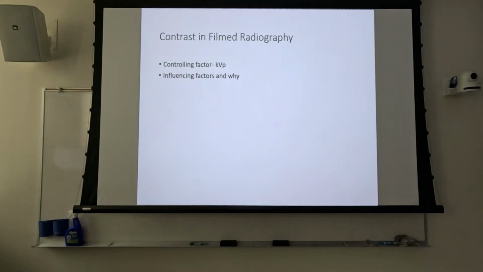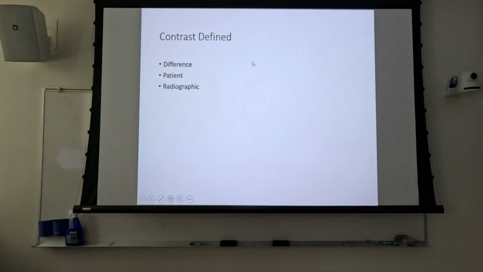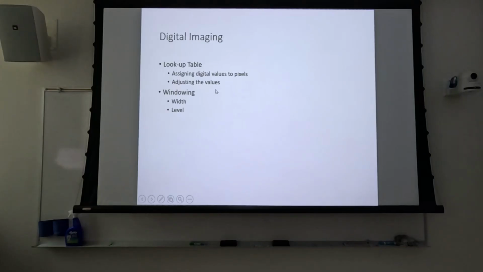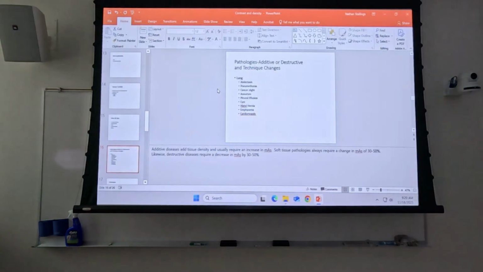And pathologies, we just ran through a whole bunch of them. Contrast in film radiography is because it changed the differential absorption. As we increase our kVp, we get more penetration through all different types of tissue, but really now it's our computer algorithm. So contrast, just difference, patient radiographic, we already talked about. I think all of the rest of this stuff is redundant and things that we've already discussed. Any questions?